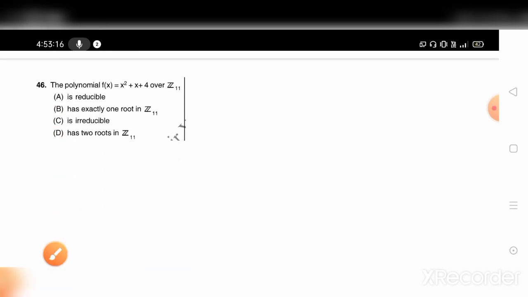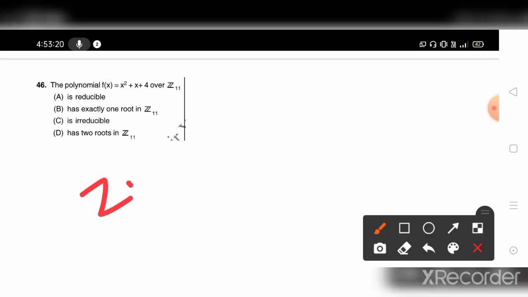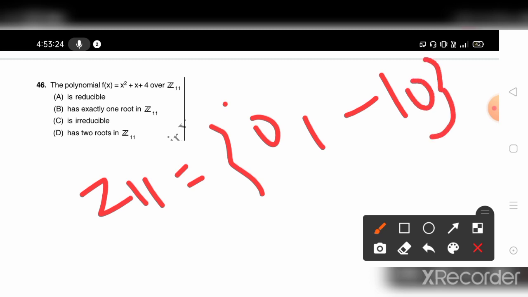The polynomial f(x) equals x squared plus x plus 4 over Z11. Z11 equals 0 to 10. And this is for your homework.